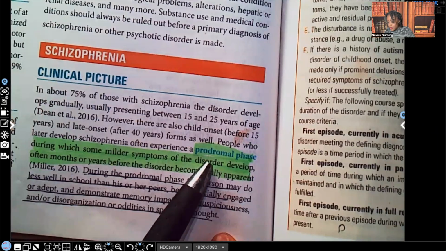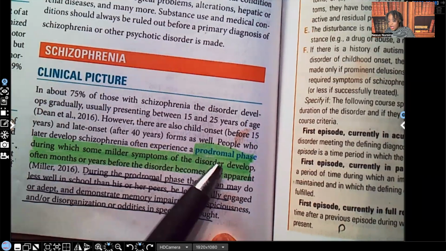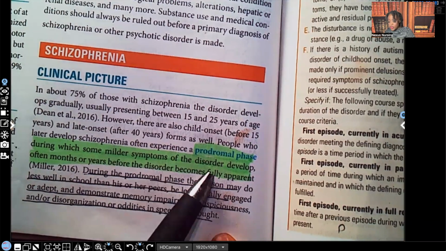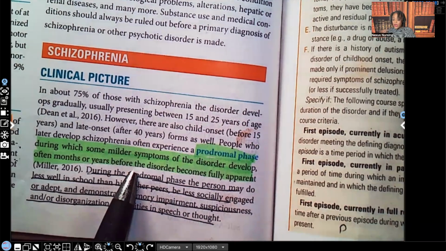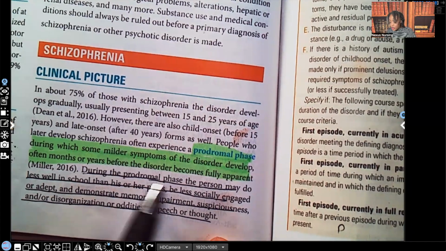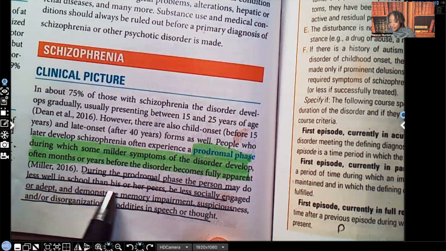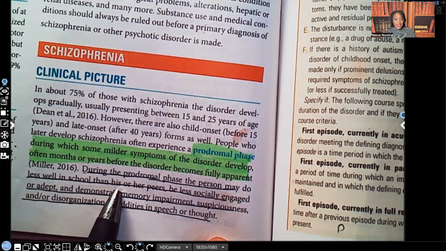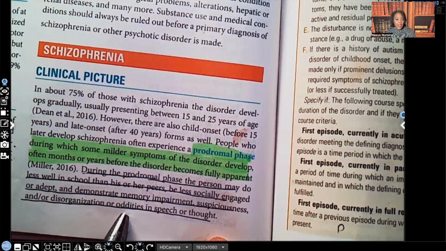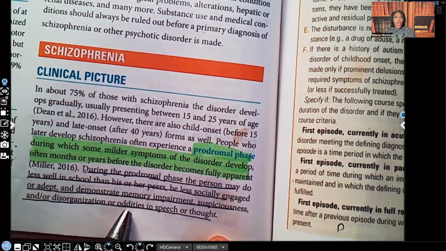Prodromal phase. Okay, people who later develop schizophrenia often experience the prodromal phase, during which some milder symptoms of the disorder develop, often months or years before the disorder is fully apparent. During the prodromal phase, the person may do less well in school than his or her peers. They may be less socially engaged or adept. They may demonstrate memory impairment, suspiciousness, disorganization, or oddities in speech or thought. So everything was good up until then. Now we're starting to see these clinical manifestations.